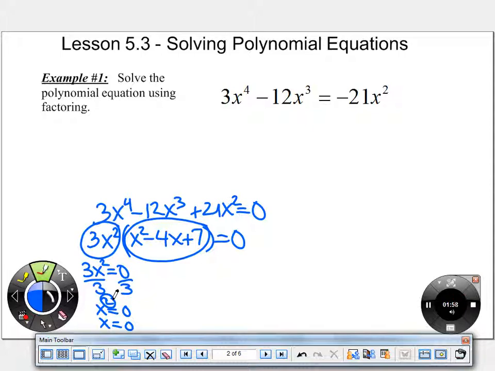So how do I expect my graph, if I did graph this function, to behave when it gets to 0? Will it cross right through? Annika? It would act like a quadratic. Good. It would act like a quadratic and hit and turn around right at that point, right? That would be our expectation. Okay? Now, this wasn't factorable, so I can't factor it to get the solutions.